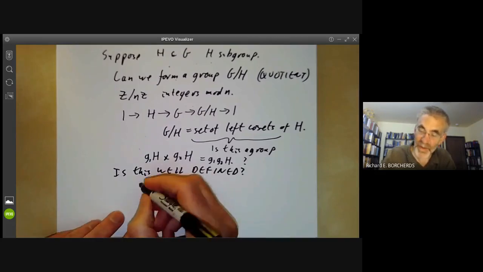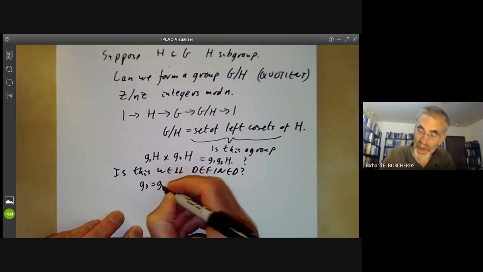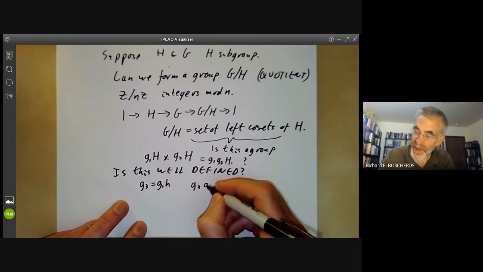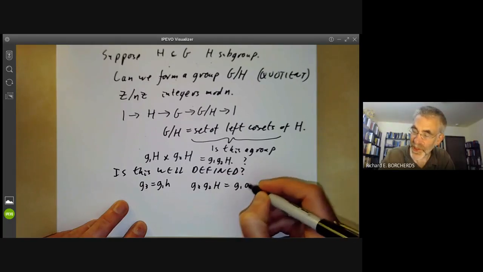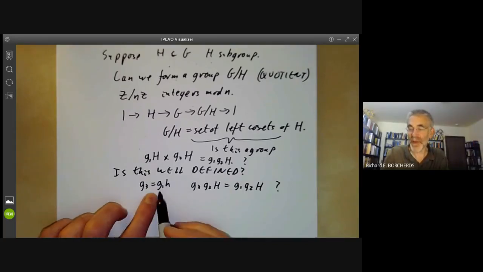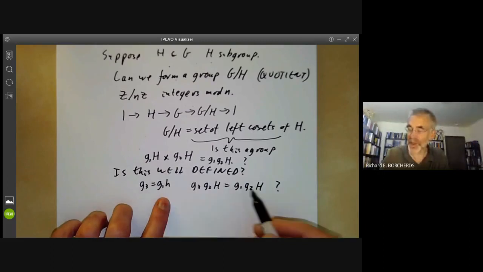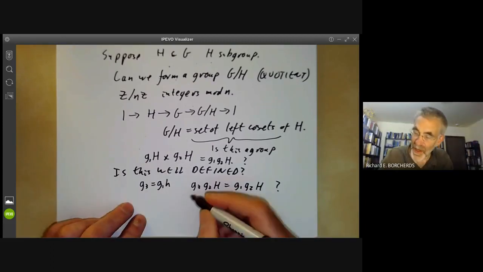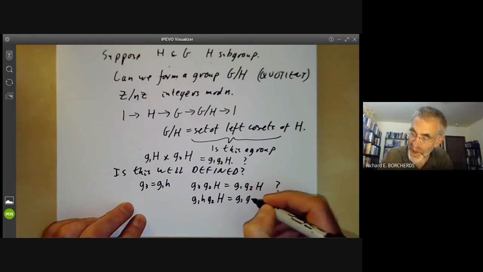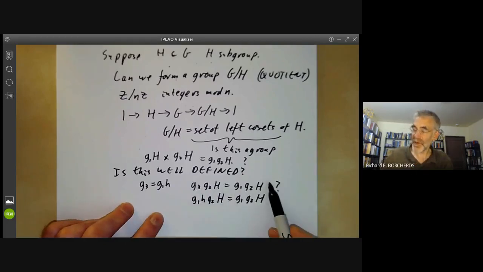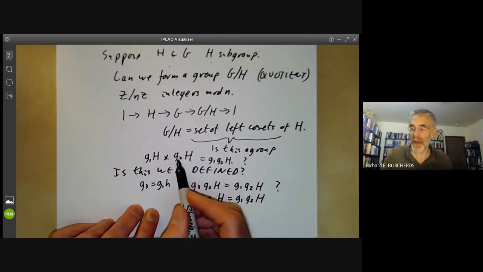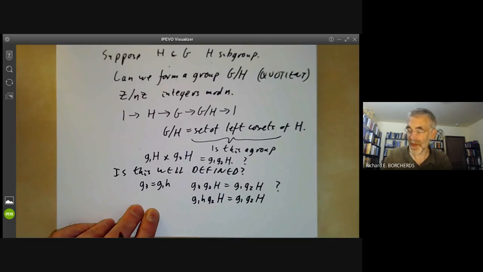So if we put G3 equals G1H, then G3H times G2H should be equal to G1 G2H, because G3H is the same coset as G1H, so the product with G2H should be the same. So is that true? Well, for that we want G1H G2H equals G1 G2H. Just to remind you, an expression like this means the set of elements that are of the form G2 times something in H.